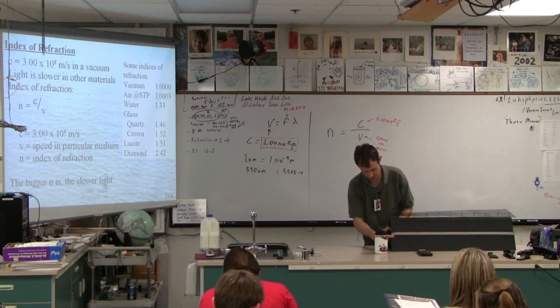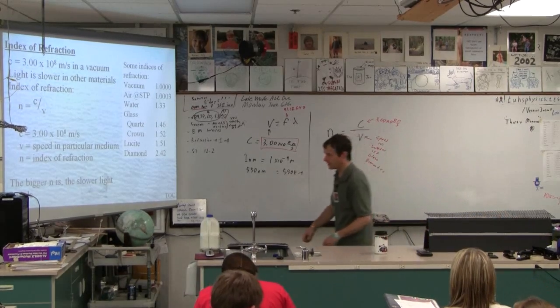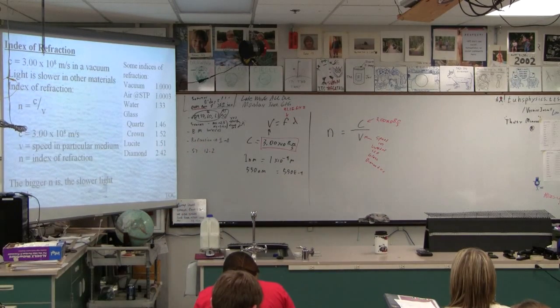So which medium up there is the slowest? For diamond, it really slows down in a diamond. And which one is the fastest besides a vacuum? How does light travel through nothing? A vacuum is nothing.